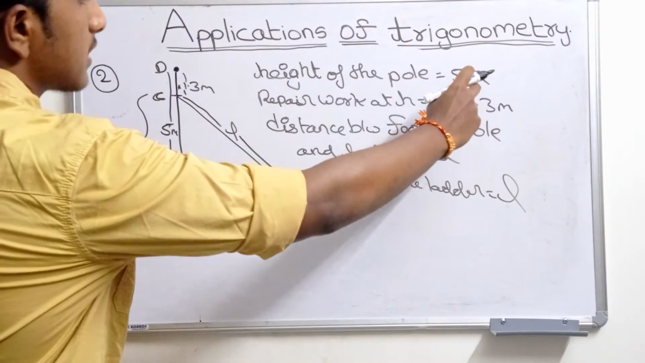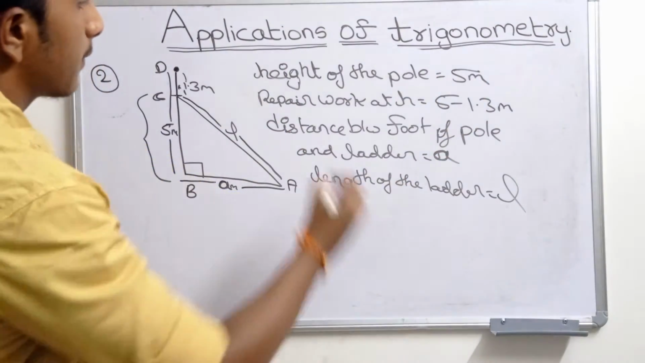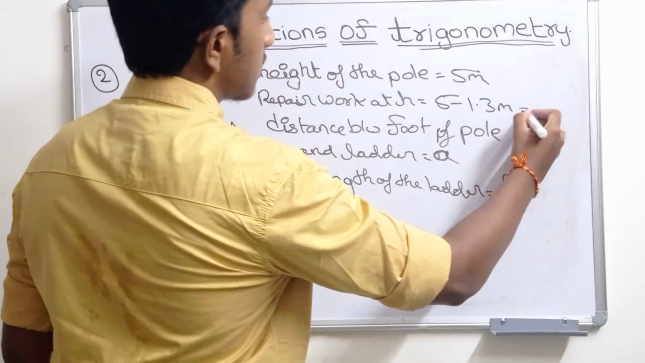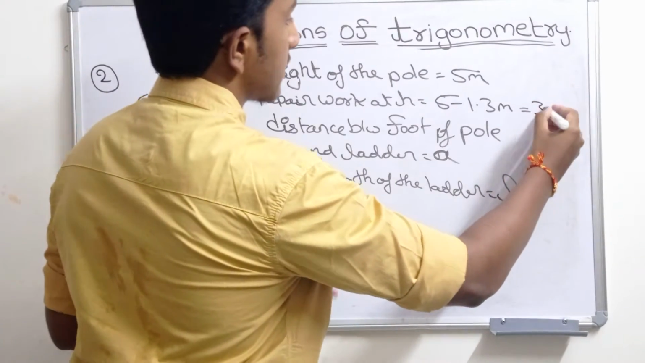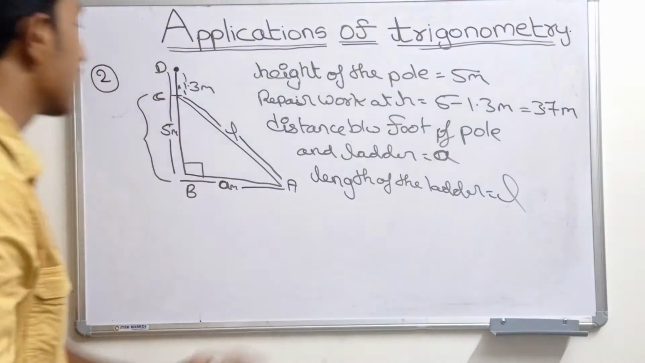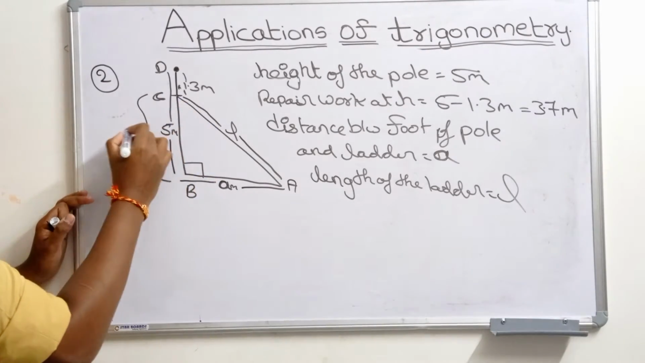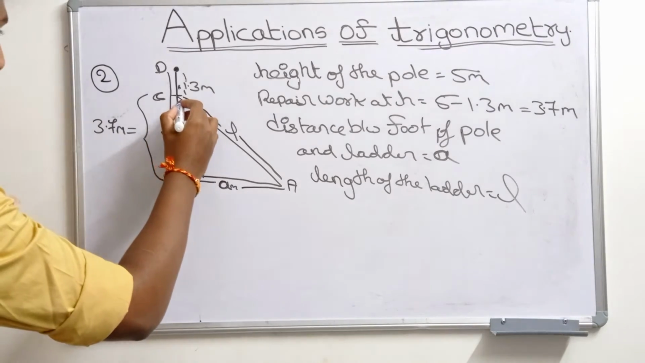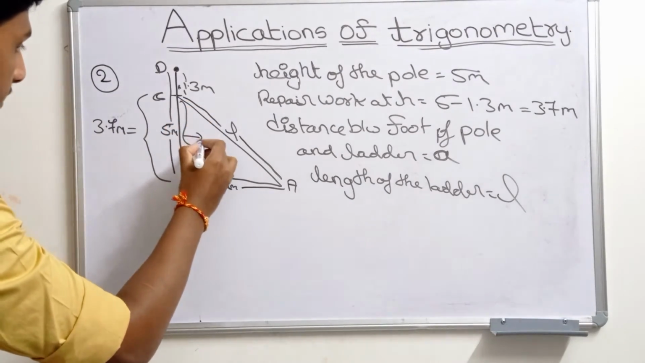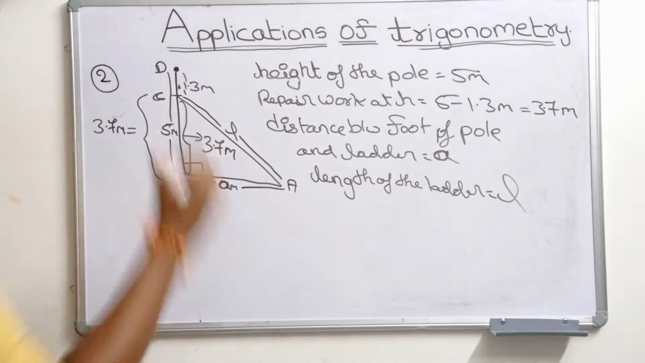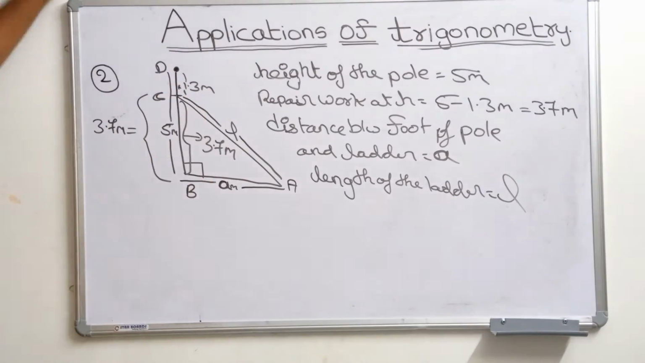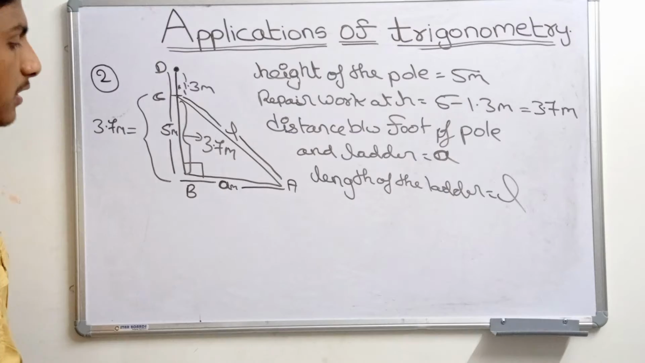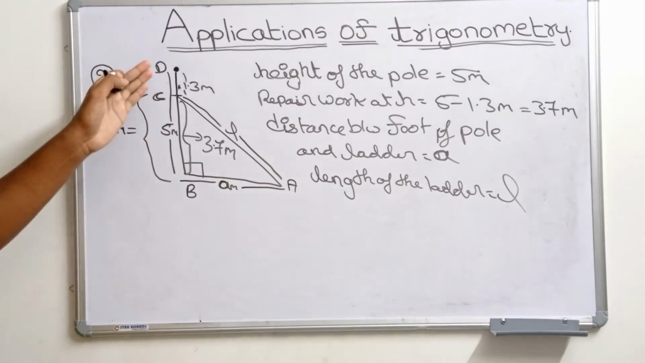Height of the pole is given, which is equal to 5 meters. Repair work is done at a height of 5 minus 1.3 meters. 5 minus 1 means 4, 4 minus 0.3 means 3.7. That means the repair work is done at a height of 3.7 meters. Guys, is it visible? I'll write again here. This height is equal to 3.7 meters. So we have to find the length of the ladder and the distance between the foot of the pole and this ladder.